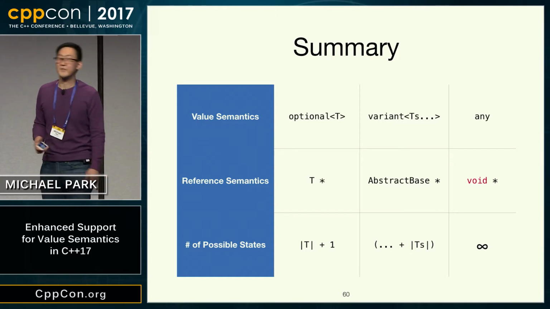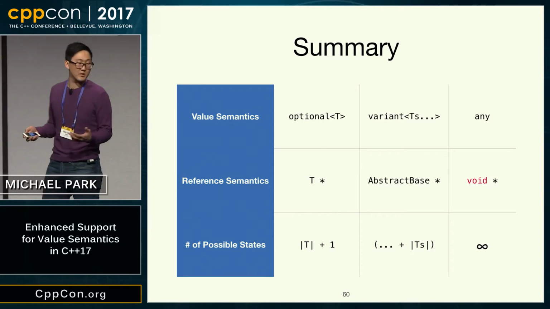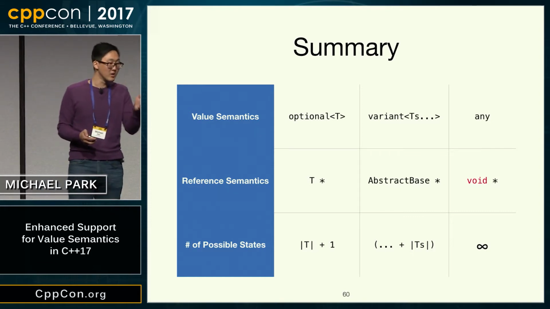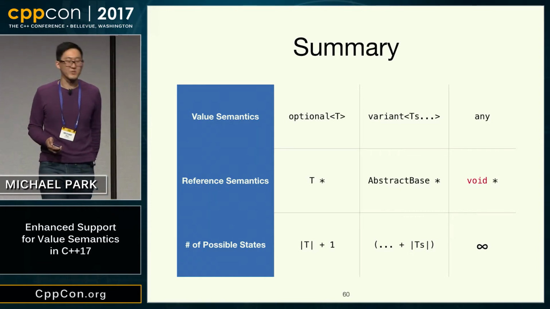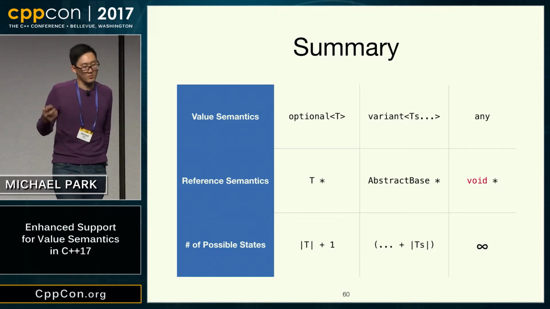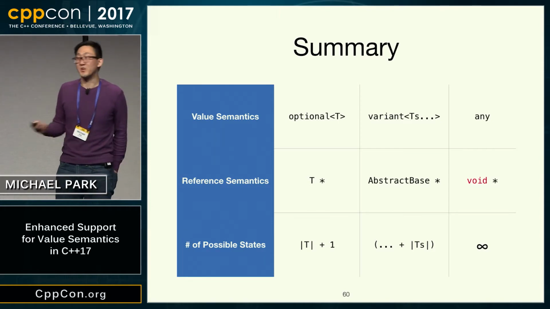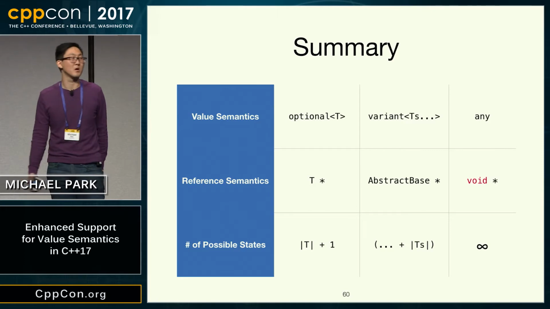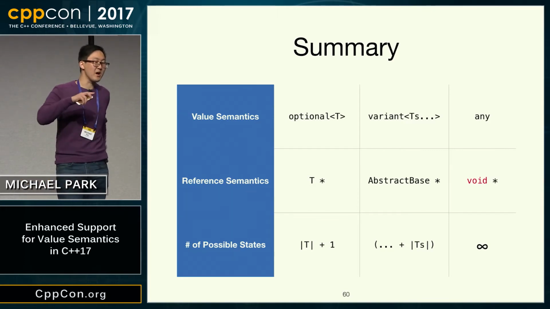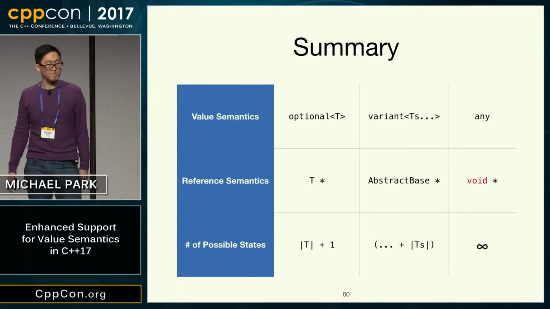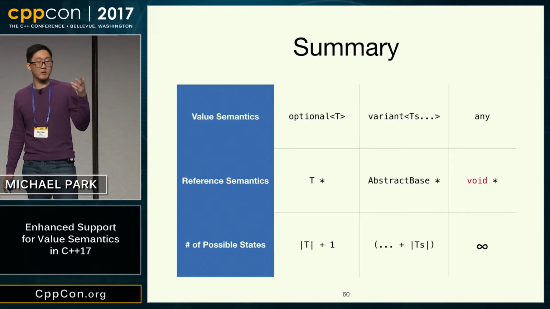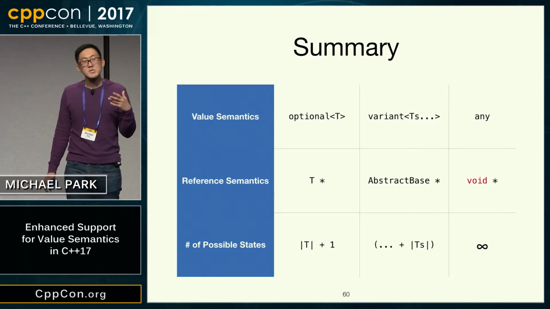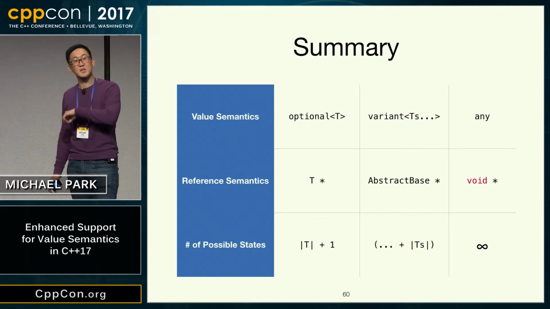For variant T, U, the number of states that you can be in is the sum of the number of states in T plus the number of states in U. This is described here with C++17 fold expressions, because why not? And for any, the number of states is infinite. It can literally hold anything, so there's no bound on the number of states of an any. So this is my summary of how I think these three things are related. I'll point out again that an optional and any can be empty, whereas variant can't be empty, but it can be valueless by exception state.